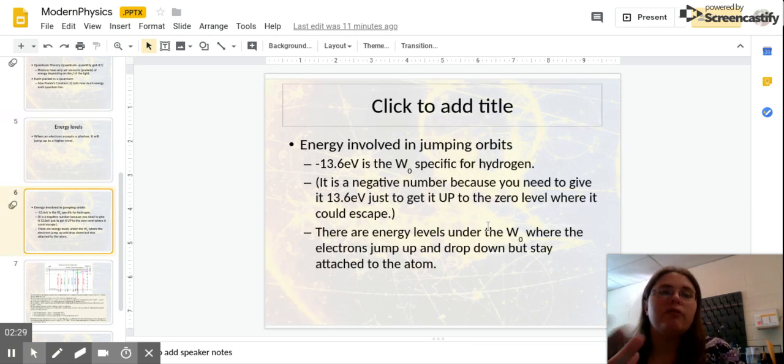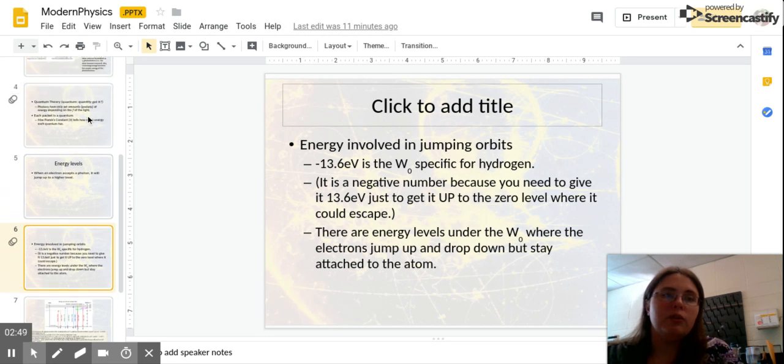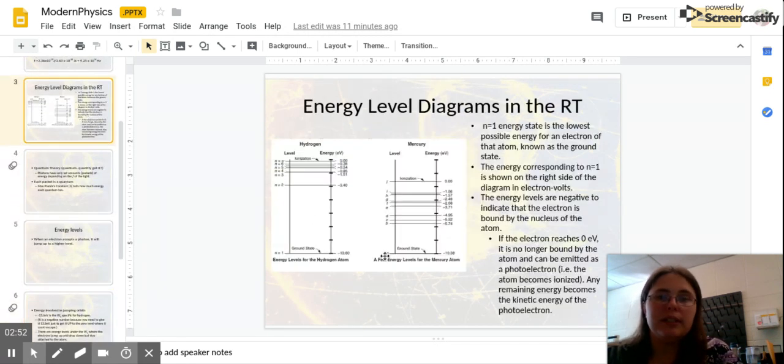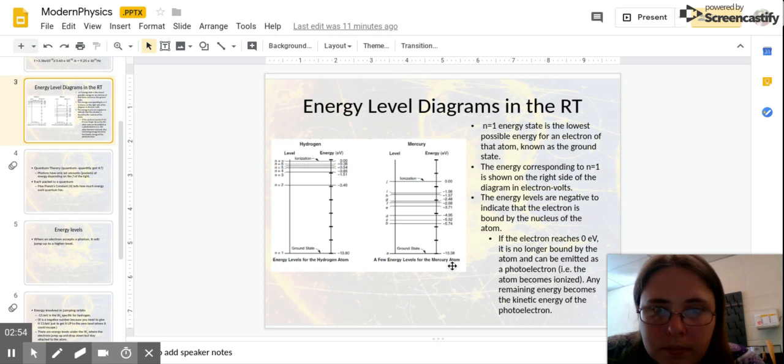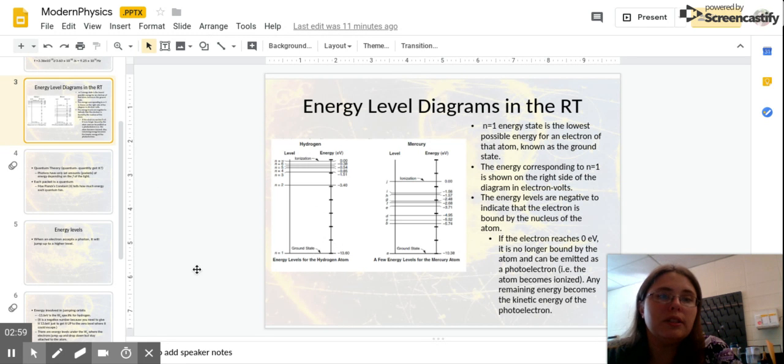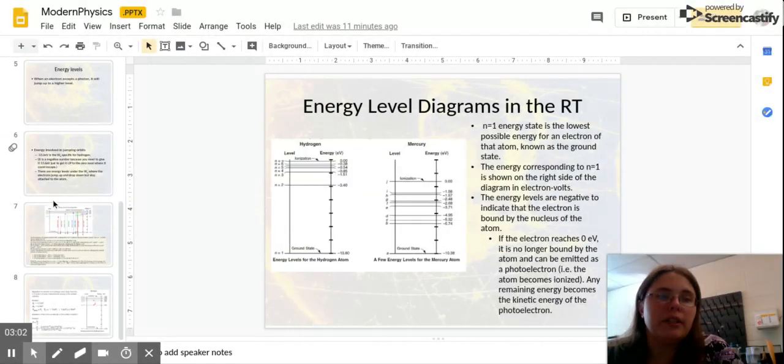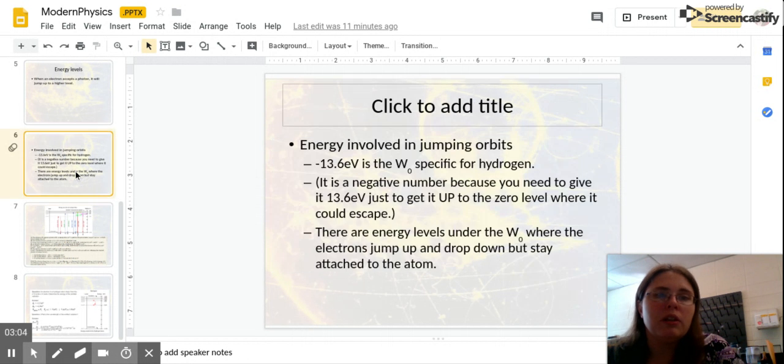So we've talked about photoelectrons, the photoelectric effect, and this is where we're going to be talking about specific energy levels. Each energy involved in jumping orbits corresponds to a specific energy. So for hydrogen, the work function is 13.6 electron volts, which is, if you look here, this is hydrogen. It's the ground state. So that's what you need in order to release it from the ground state. So that's what that work function means.